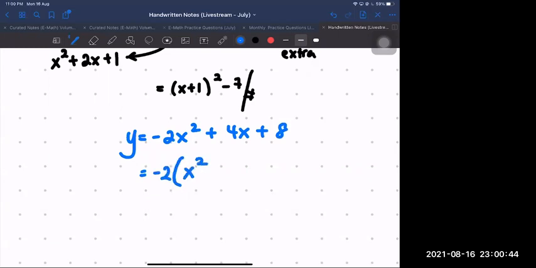I'm going to get x squared minus 2x minus 4. Okay, and then you start completing the square for this. Just leave the -2 on the outside, don't care about it at all. Settle only the x squared minus 2x minus 4. Okay, so I hope that answers your question.